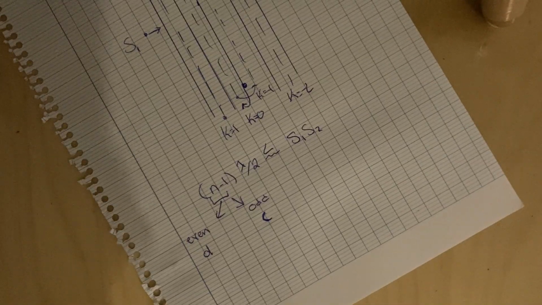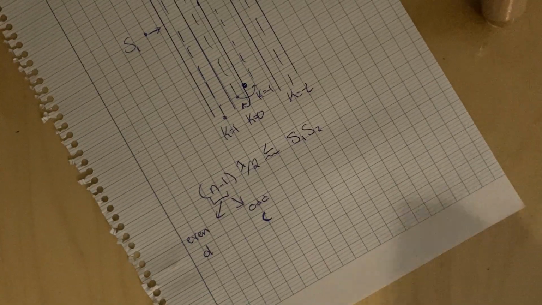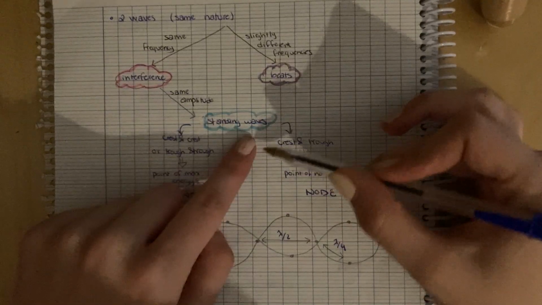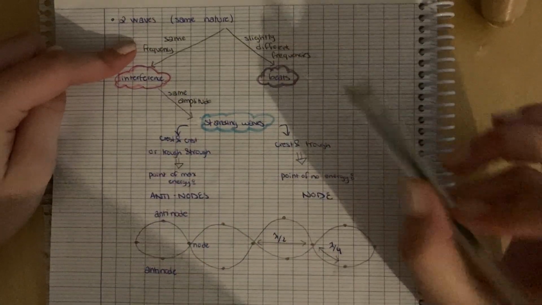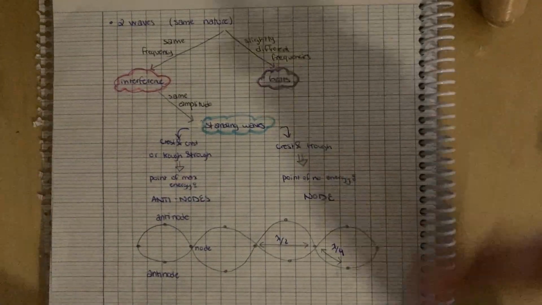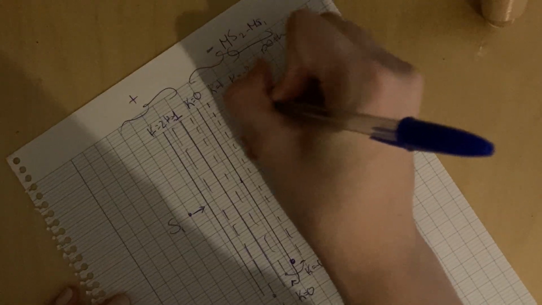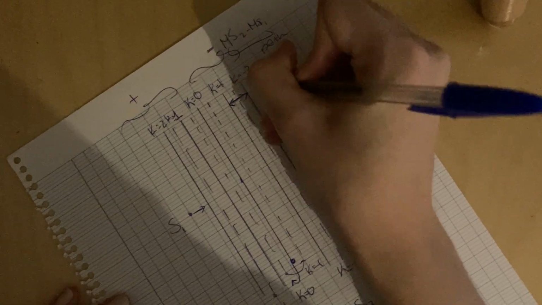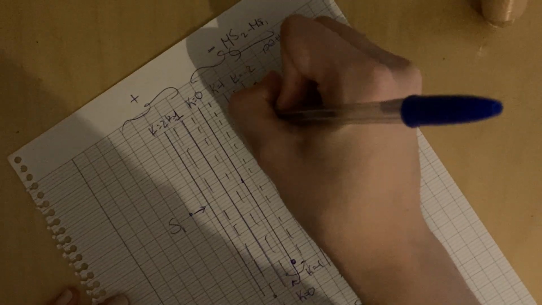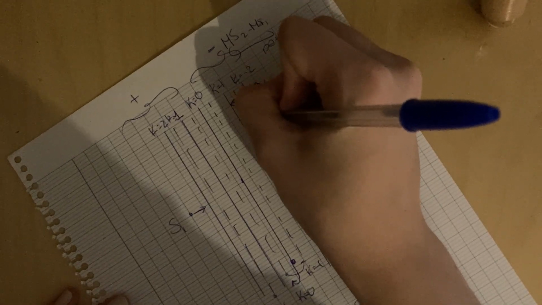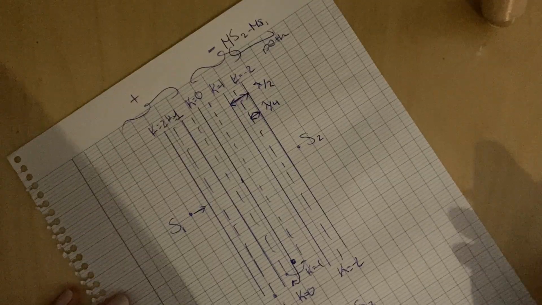Now, there's one more thing to learn, and that is about standing waves. The one difference between this and interference is that standing waves not only have the same nature and frequency, but they also have the same amplitude. And, oh wait, actually before we do that, let me tell you one more thing. The distance between one constructive fringe to its consecutive constructive fringe is lambda over 2. The distance from a constructive fringe to its consecutive destructive fringe is lambda over 4.